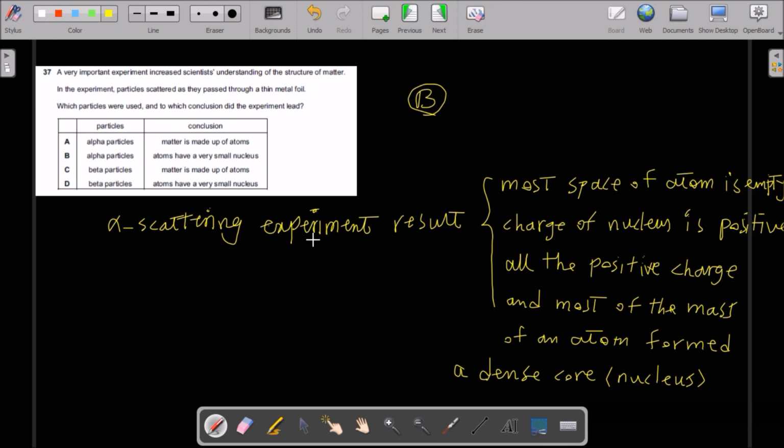This is alpha scattering experiment results. Most space of atom is empty. Charge of nucleus is positive. All the positive charge and most of the mass of an atom form a dense core, which is called nucleus. So this is number 1, this is number 2, and this is number 3. 3 results of alpha scattering experiment.